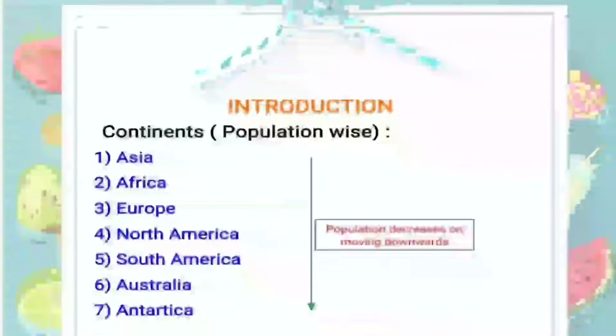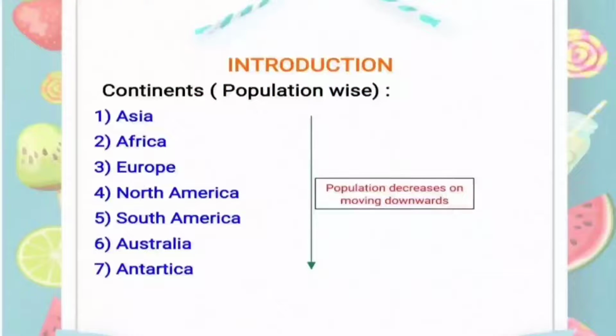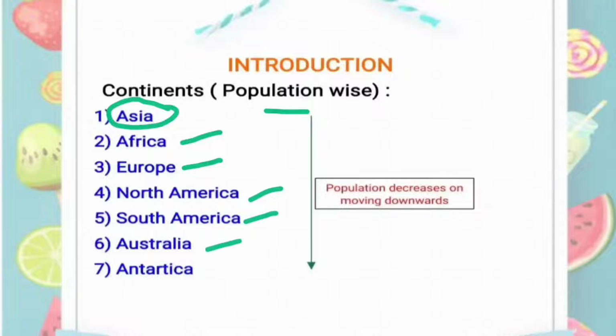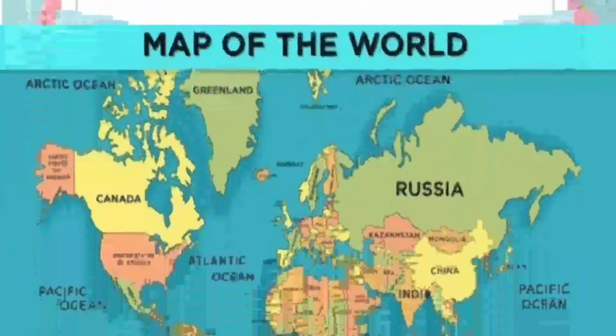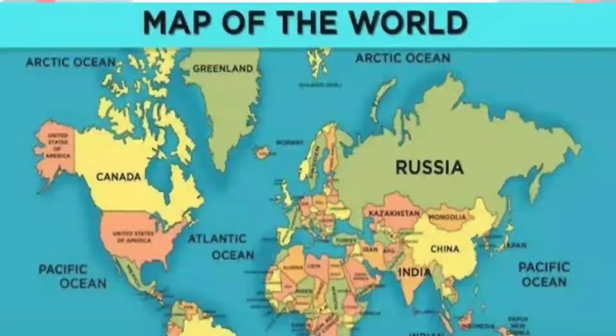Moving forward, if we see the continents as per population, Asia is the most populous continent in the world, followed by Africa, Europe, North America, South America, Australia, and Antarctica. From Australia to Antarctica, the population goes on decreasing. Got it?